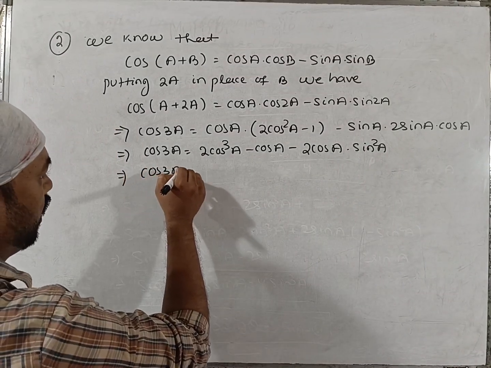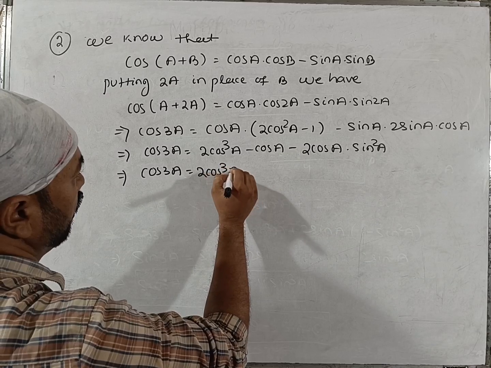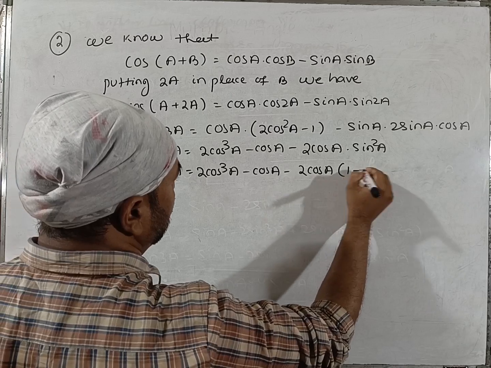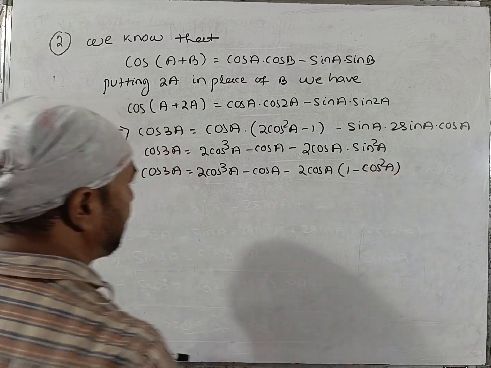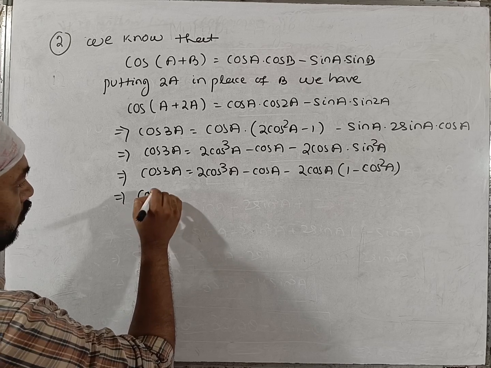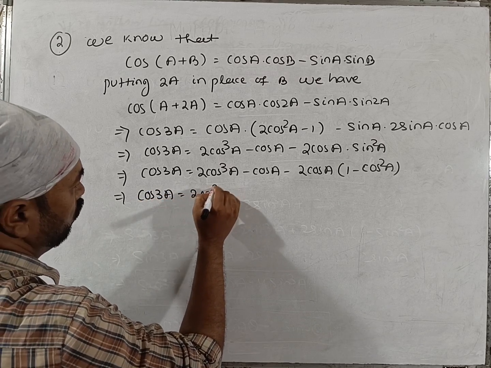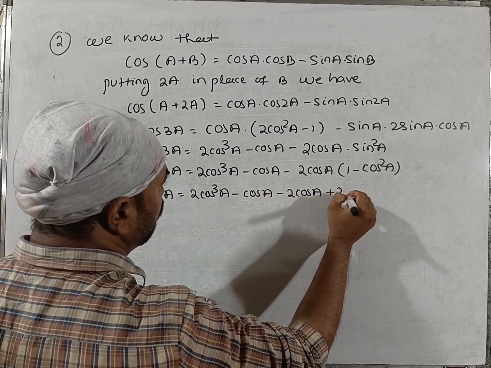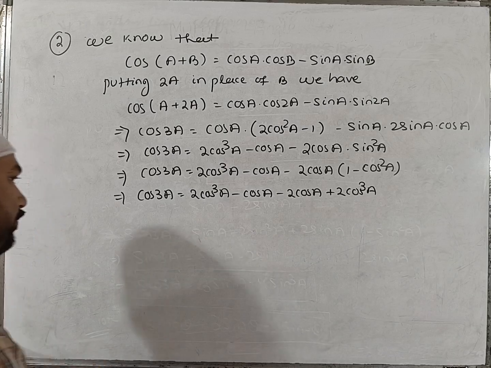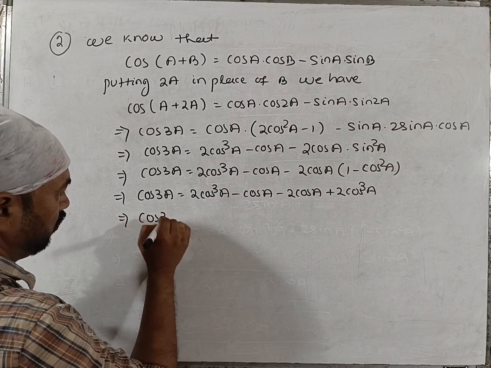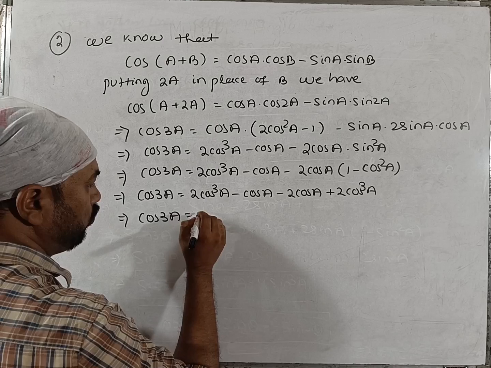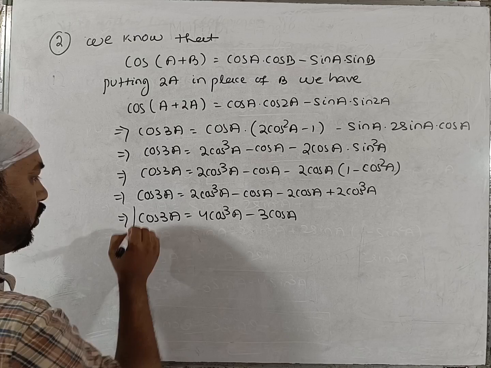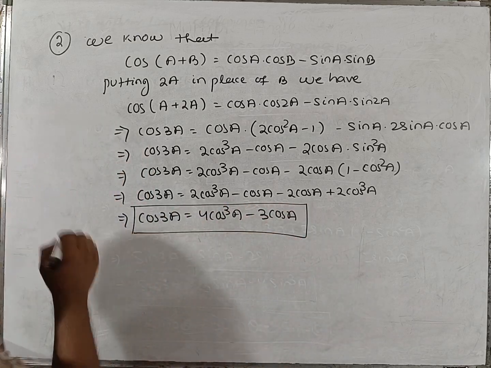So cos 3A is equal to 2 cos cube A minus cos A minus 2 cos A multiplied with (1 minus cos square A). Cos 3A is equal to 2 cos cube A minus cos A minus 2 cos A plus 2 cos cube A. So 2 cos cube A and 2 cos cube A make 4 cos cube A minus 3 cos A. So here it is the value of cos 3A.